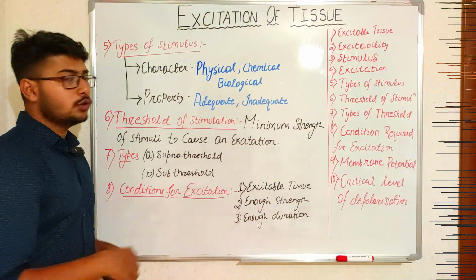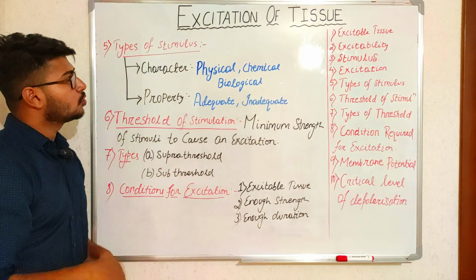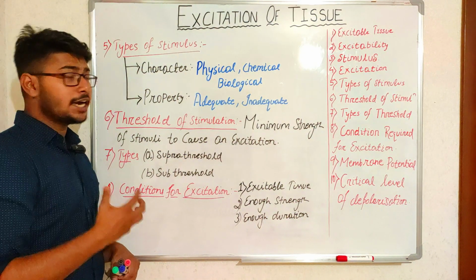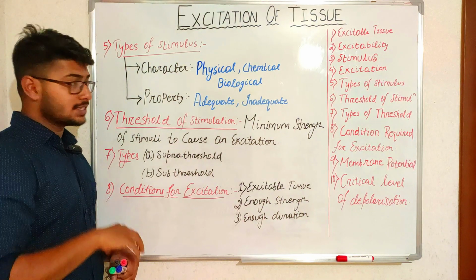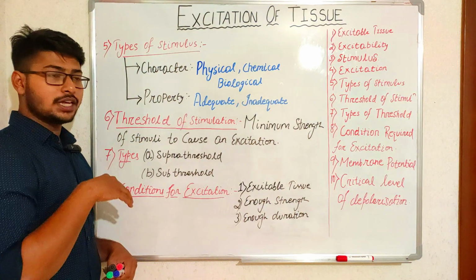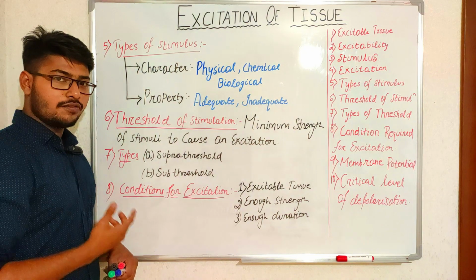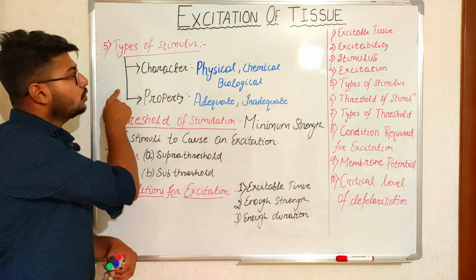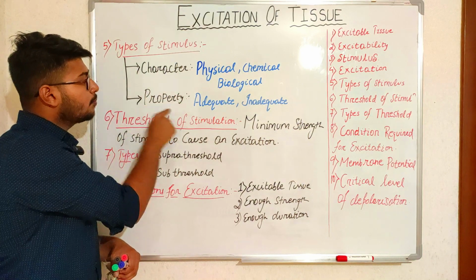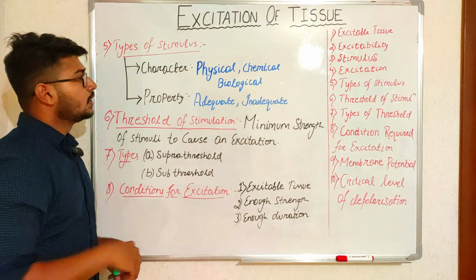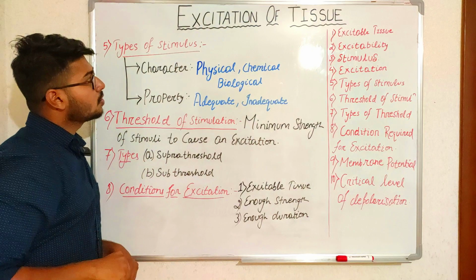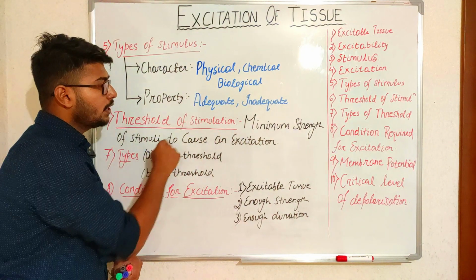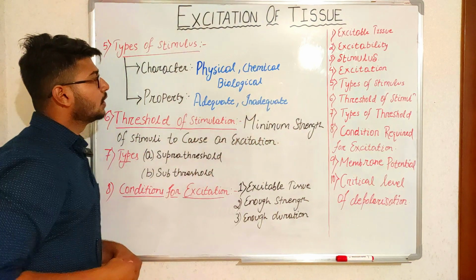Okay, next we are going to read what are the types of stimulus. As we know, a stimulus is an external irritant agent that will cause excitation and lead to the generation of an action potential in the excitable tissue. So, according to character and property, the stimuli are divided. In character, there are three types of stimulus: physical, chemical, and biological, and property-wise, adequate and inadequate.